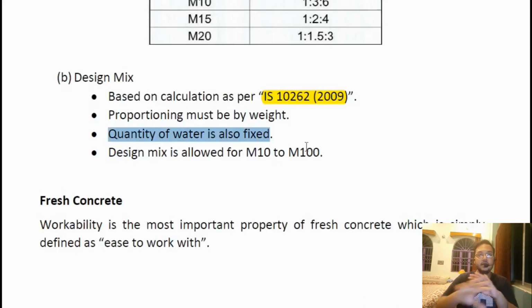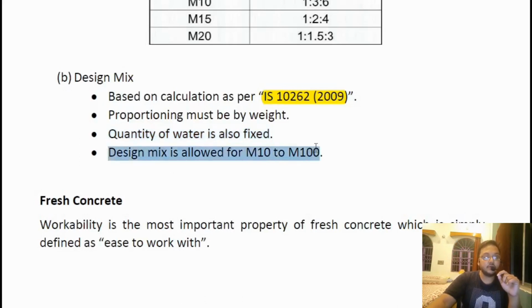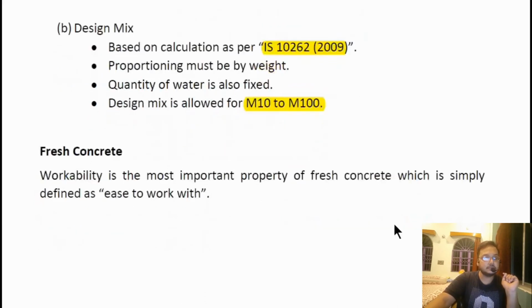It's like that whenever you are making the design mix, whenever you are doing the calculations, you are actually getting the content of water or the water to cement ratio, and in turn you know the amount of cement which you are using, and thus you know the amount of water that you will be using for this particular grade of concrete. So you can say that the quantity of the water will be fixed for this particular design mix. Next, the design mix is allowed for M10 to M100. So for concretes up to the grade of M100, starting from M10, you can use the design mix.